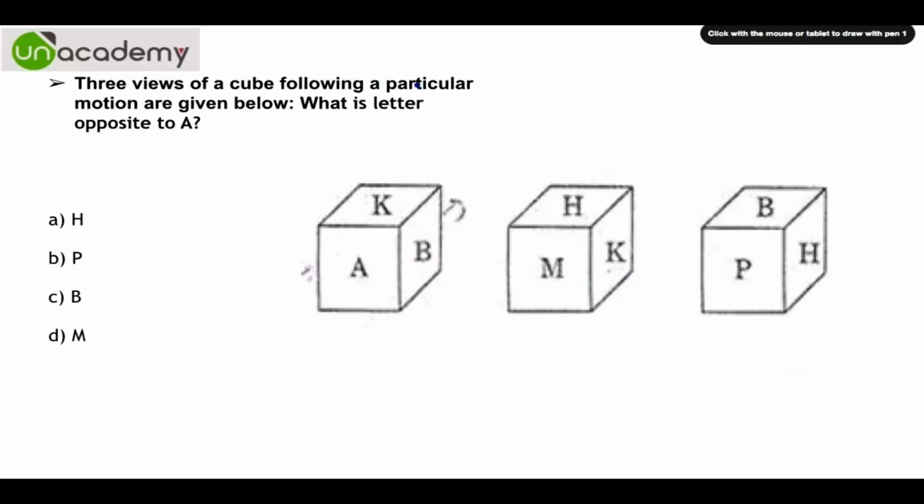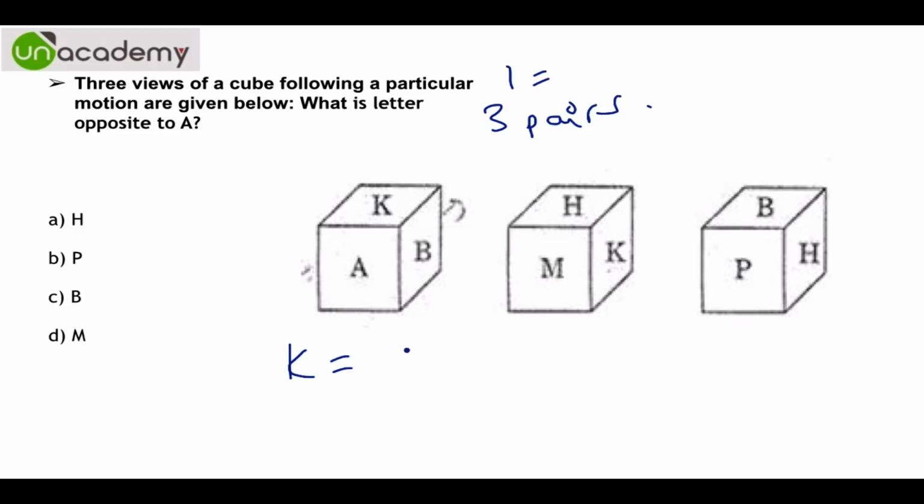And 3 views of a cube. So no need to use imagination at all in this. Absolutely not required. The basic rule is that one face will be opposite something. So there will be 3 pairs of opposite faces in a cube. Let's assume he is asking for A, but never go for A. Let's say we go for K. What are the adjacent sides of K? A, B from this figure, and M and K, and M and H from this figure. So A, B, M, H are sides of K.